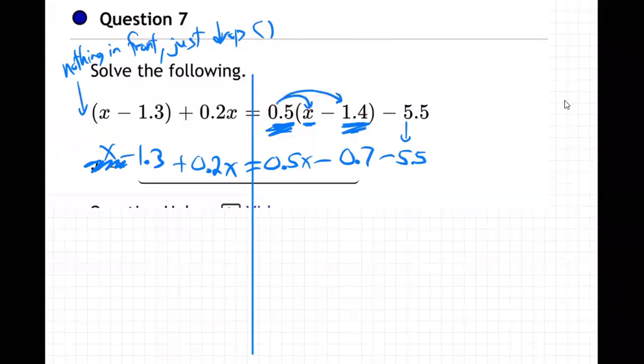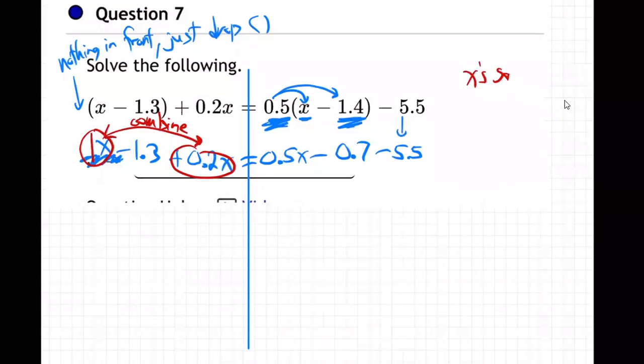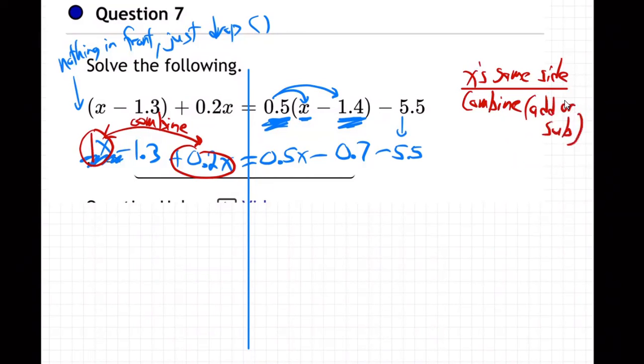All right. So now we have these x's. This 1x here has no number in front, so it means it's 1x. And this guy, they're going to combine because they're on the same side. Let me mention that. X's on the same side combine. They add or subtract. So you just use your calculator. 1x and 0.2. So that's like $1.20. So it's going to be 1.2x.